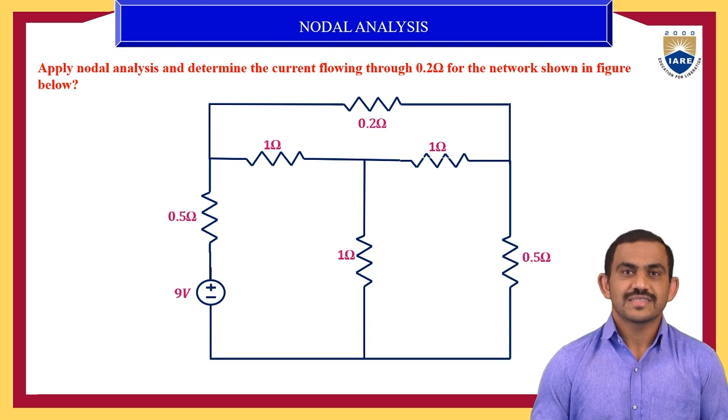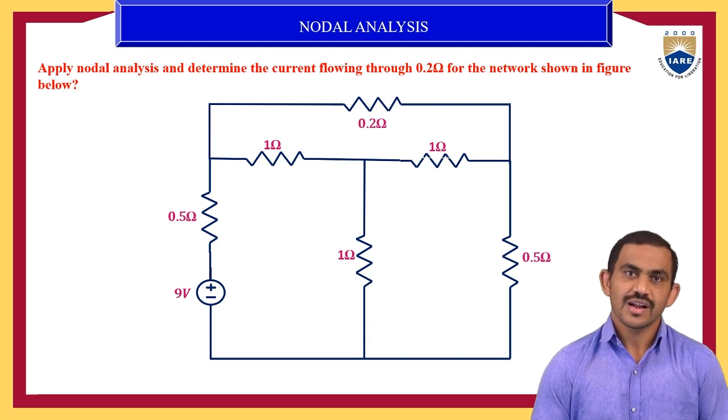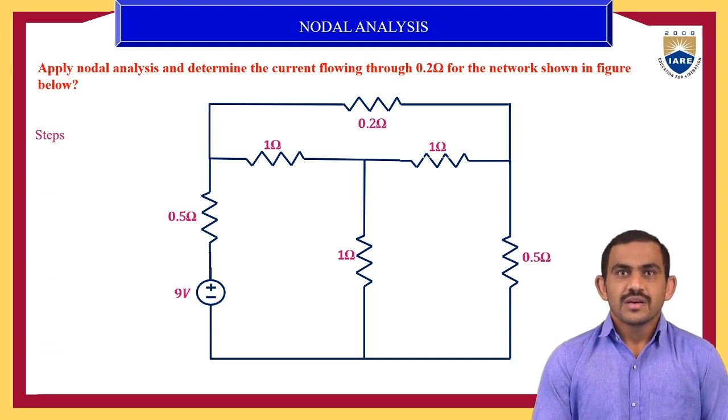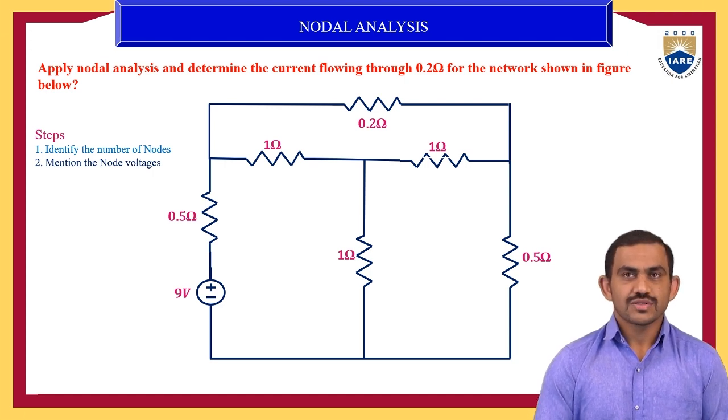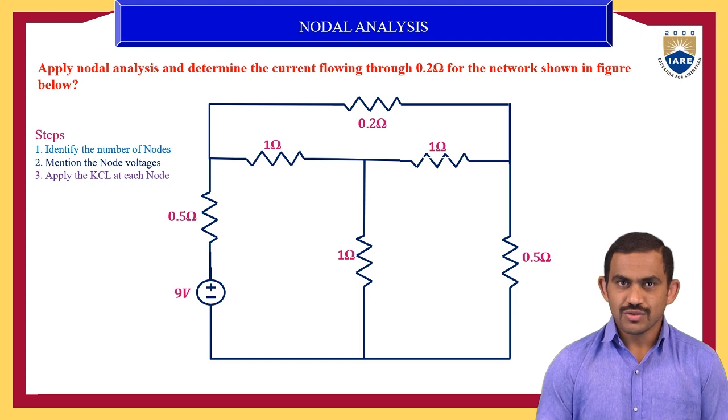First, we'll move step by step. So how many steps do we have for nodal analysis? First, we need to identify the number of nodes. Second, mention the node voltages, so for however many nodes we have, give the node voltage at each node. And third, using the KCL rule, find each node voltage.